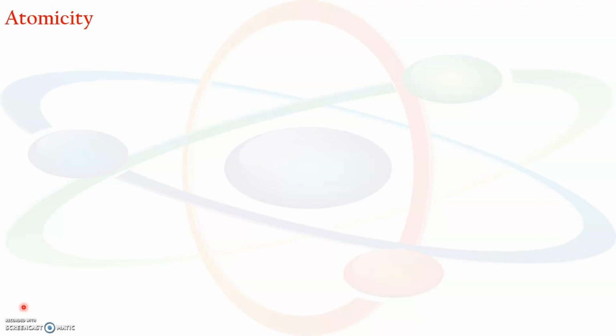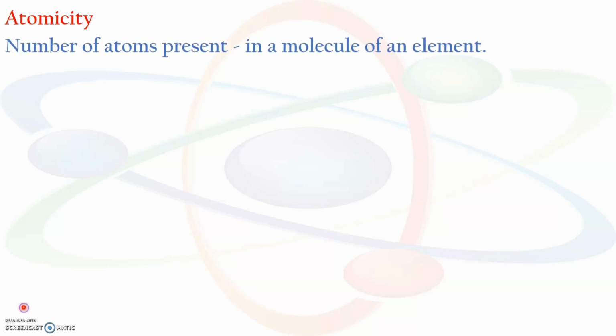Atomicity is the total number of atoms that make up to form one molecule of a substance. Or in other words, it is the total number of atoms present in a molecule of an element. A molecule can either be a monoatomic molecule, diatomic molecule, triatomic or polyatomic molecule.